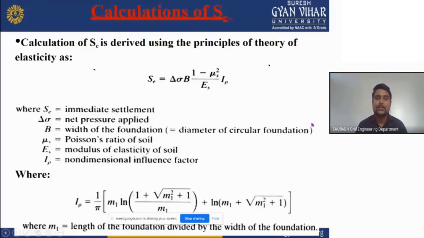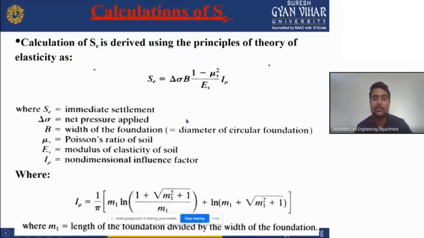Now we will calculate the SE. Calculation of SE is derived using the principle of theory of elasticity, as you can see here. SE is equal to delta sigma B, 1 minus mu S square, upon E S, into I P. What is SE? As we know, SE is immediate settlement, which is here, and delta sigma is net pressure applied on the load, or net pressure applied on your soil surface, or you can also call it ground surface.